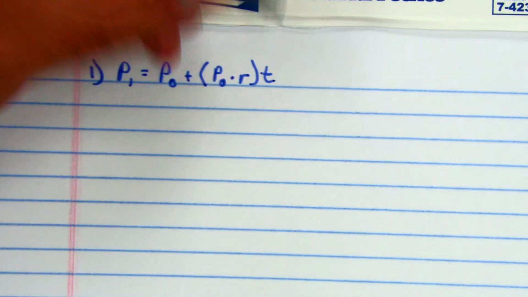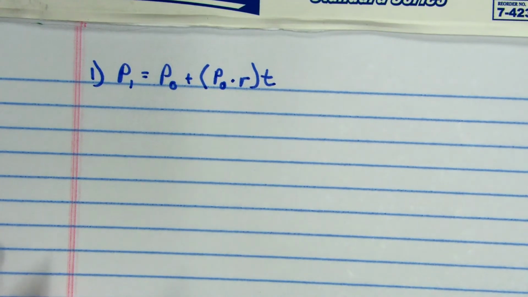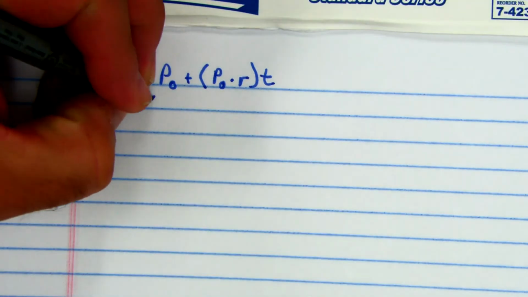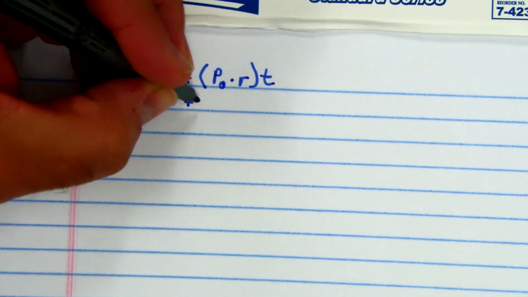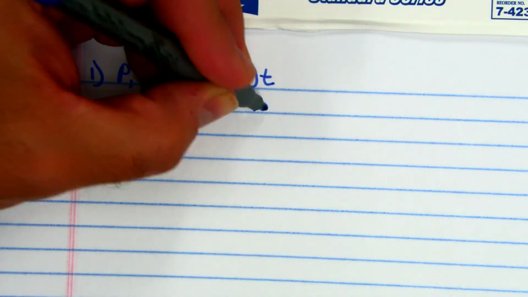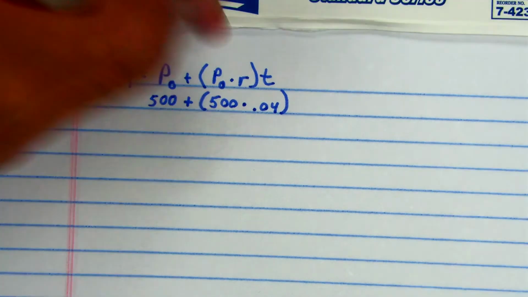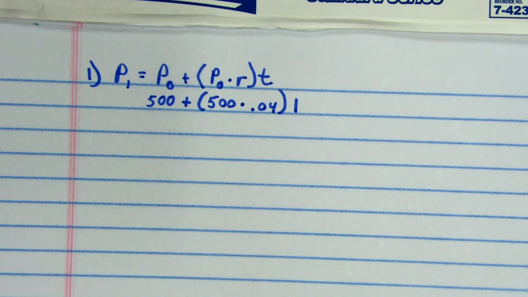So with simple interest, you're supposed to use this formula, P of 0 plus P of 0 times rate times time. So you just had to put in the right numbers and make sure you change the percent to a decimal. The initial deposit was $500, so it would be 500 plus, and then here you put 500 times 0.04. And the amount of time they wanted was after 1 year, so it was times 1.